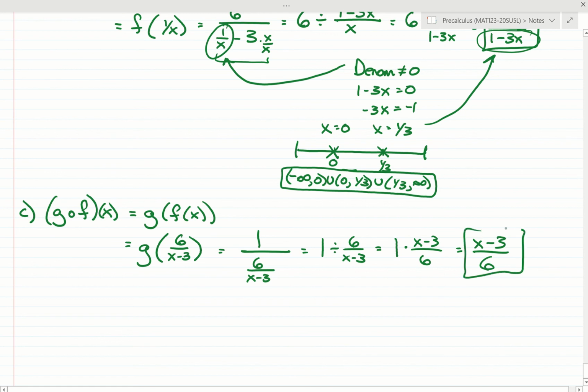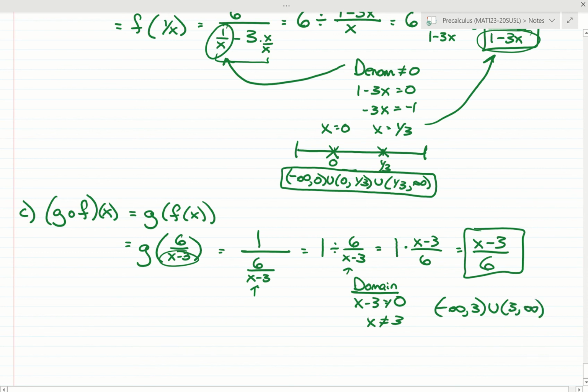That's our answer. Now let's take a look at our domain. Looking at the problem, well, we can't have x minus 3 equal to 0 because that's a denominator. So x can't be 3. All right, same thing here, same thing here. It looks like that's the only time that shows up. So our domain would be any number, just not 3. So we'll go up to 3, we'll go past 3, but we won't include 3.